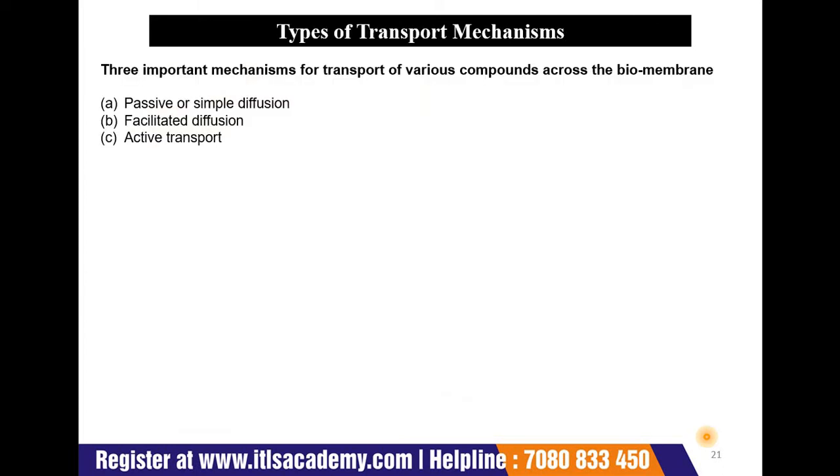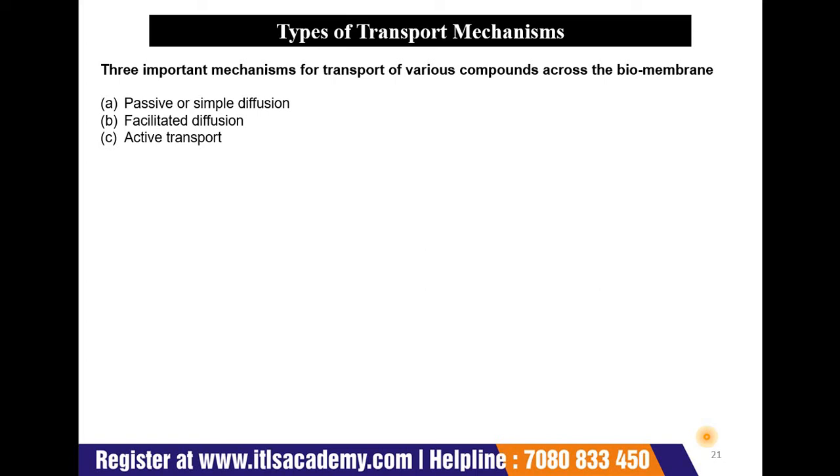Now, what are the types of transport mechanism? We know there are certain channels through which transport happens, but how does it happen? There are three important mechanisms through which the transport occurs. The first is passive or simple diffusion. The second is facilitated diffusion, and the third is active transport.